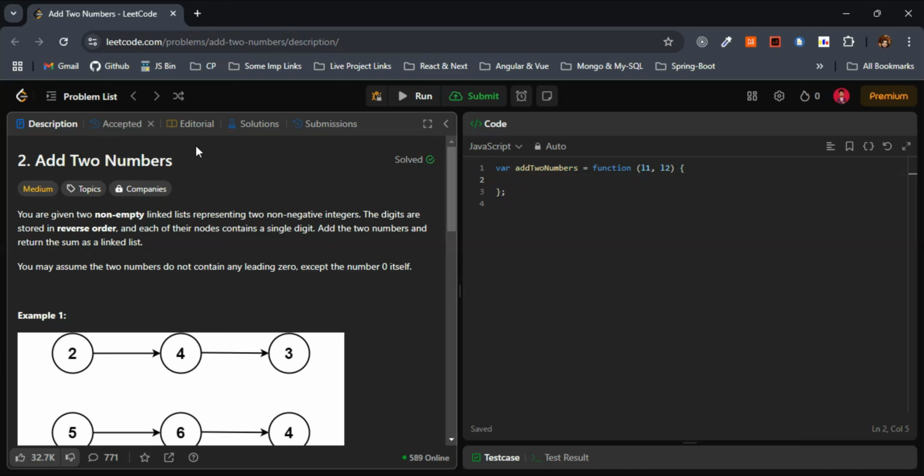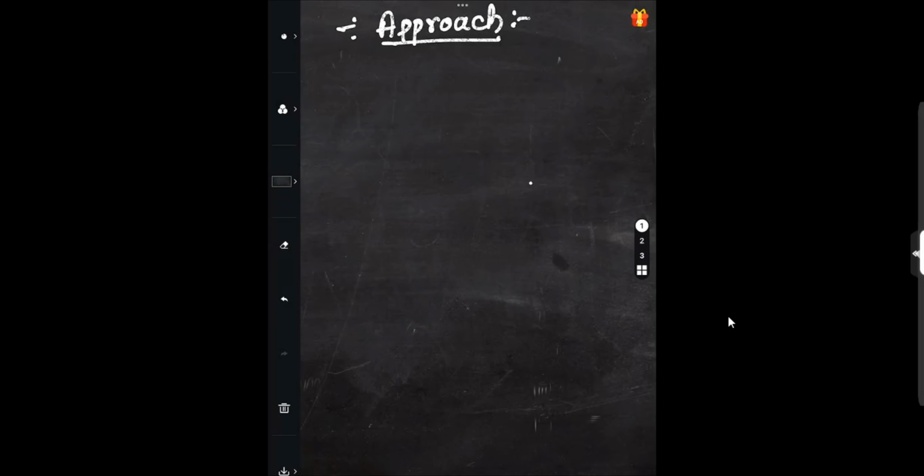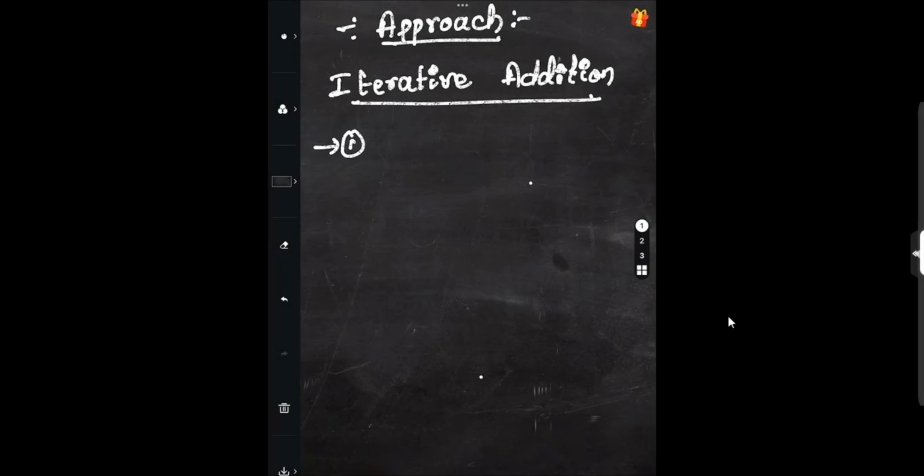So initially, as usual, we'll go with the approach. The approach that we are going with here is iterative addition. Just remember that. Let's discuss the approach step by step. First thing is, let's start with the dummy node. We have to create the dummy node as the start of the resultant linked list.